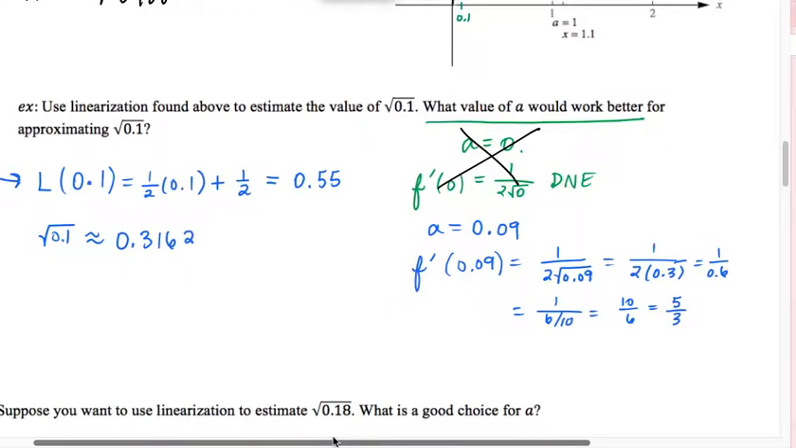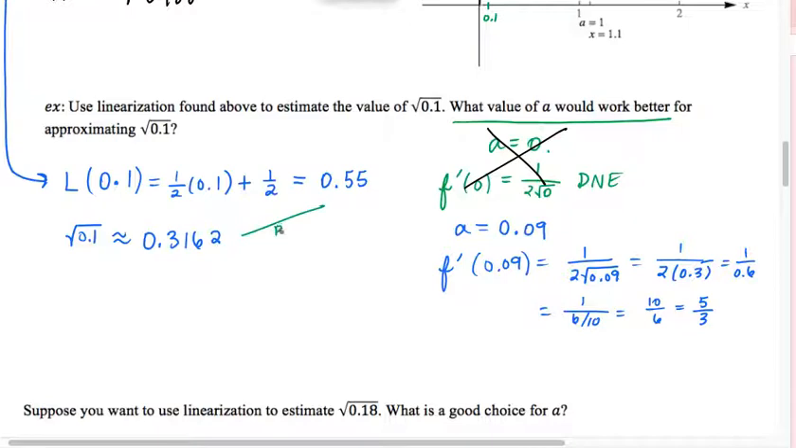So then if we want to compute the linearization at 0.09, no, actually we need to recompute that. So L of x, this is with a equal to 0.09. We do need to label it, because we're calling all of these equations L of x for all the different values of a. So this is the L of x for a equal to 0.09. It is f of a, so that would be the square root of 0.09, plus f prime of a, which we just computed is 5/3, times x minus a, x minus 0.09. Okay, so plugging all this in, the square root of 0.09 is 3/10, 0.3.